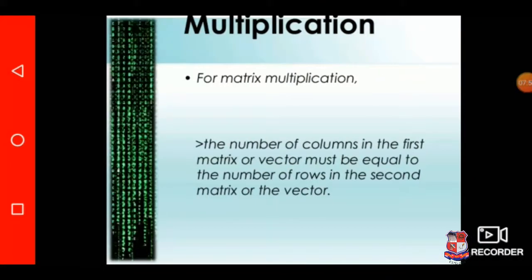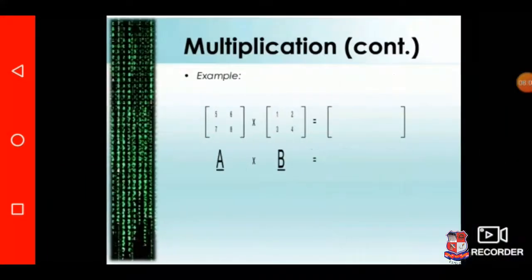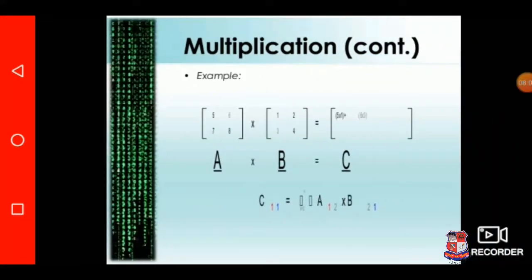Multiplication. The number of columns in the first matrix or vector must be equal to the number of rows in the second matrix or vector. So this is the example of how it will be done. The first element is 5 cross 1 plus 6 cross 3. That is the C11 of that final multiplied matrix.